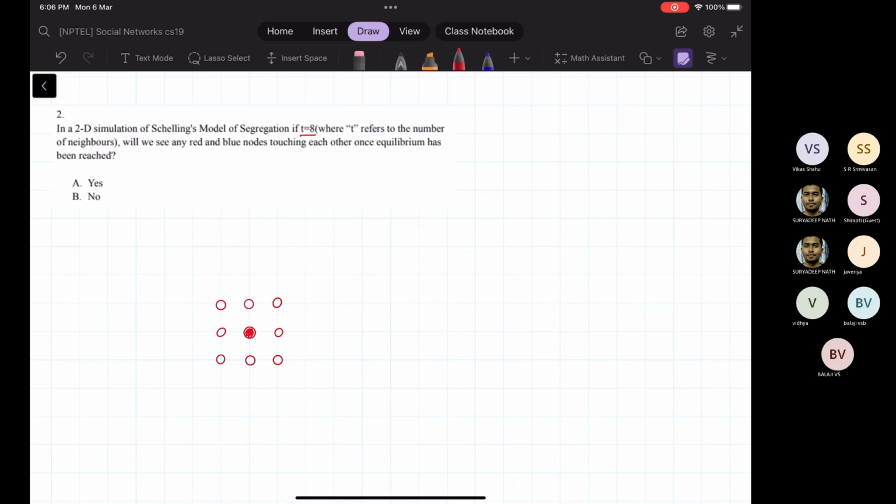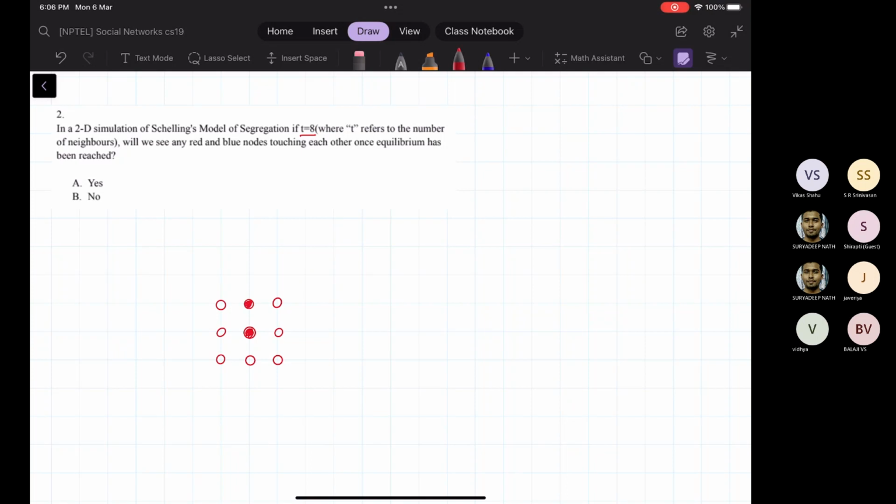Now consider any other node, let's say this one. It also has a tolerance of 8, so it must also be surrounded by 8 red nodes. As you can see, it's surrounded by 1, 2, 3, 4, 5 red nodes, so you have 3 more red nodes. If you take any other, let's say this one, it also has to be surrounded by 8 red nodes. So it basically turns out that the entire grid will consist of only red nodes.